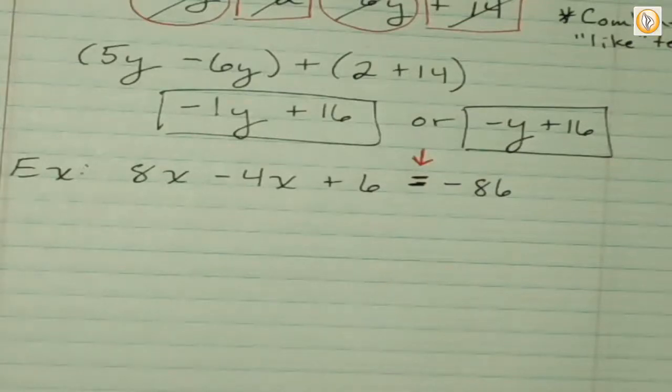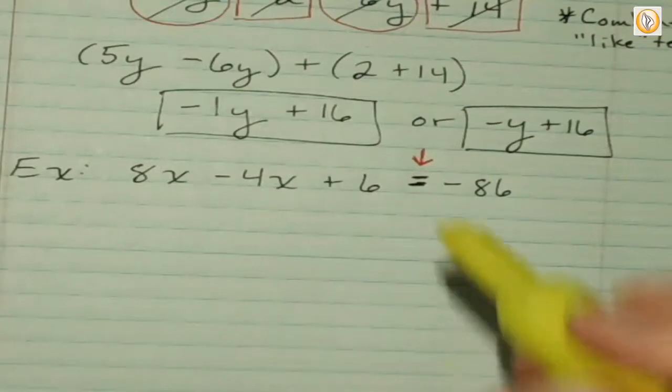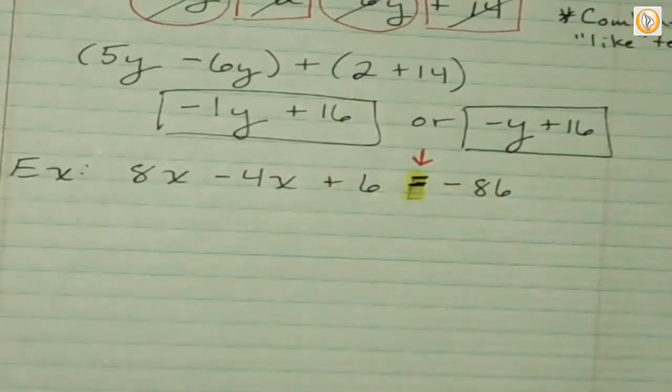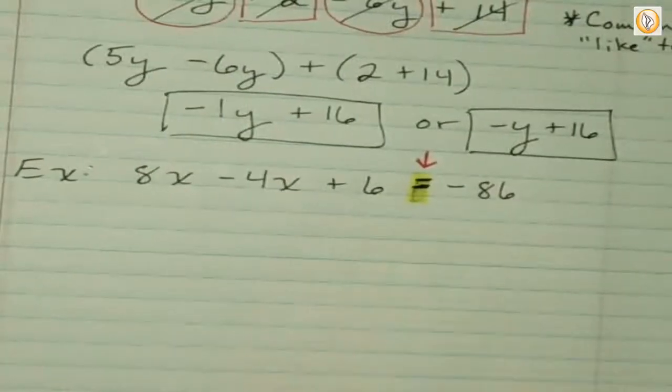When you're combining like terms, you're going to combine only on one side of the equal sign. You're not going to be crossing and everything unless you do the intruder alert.